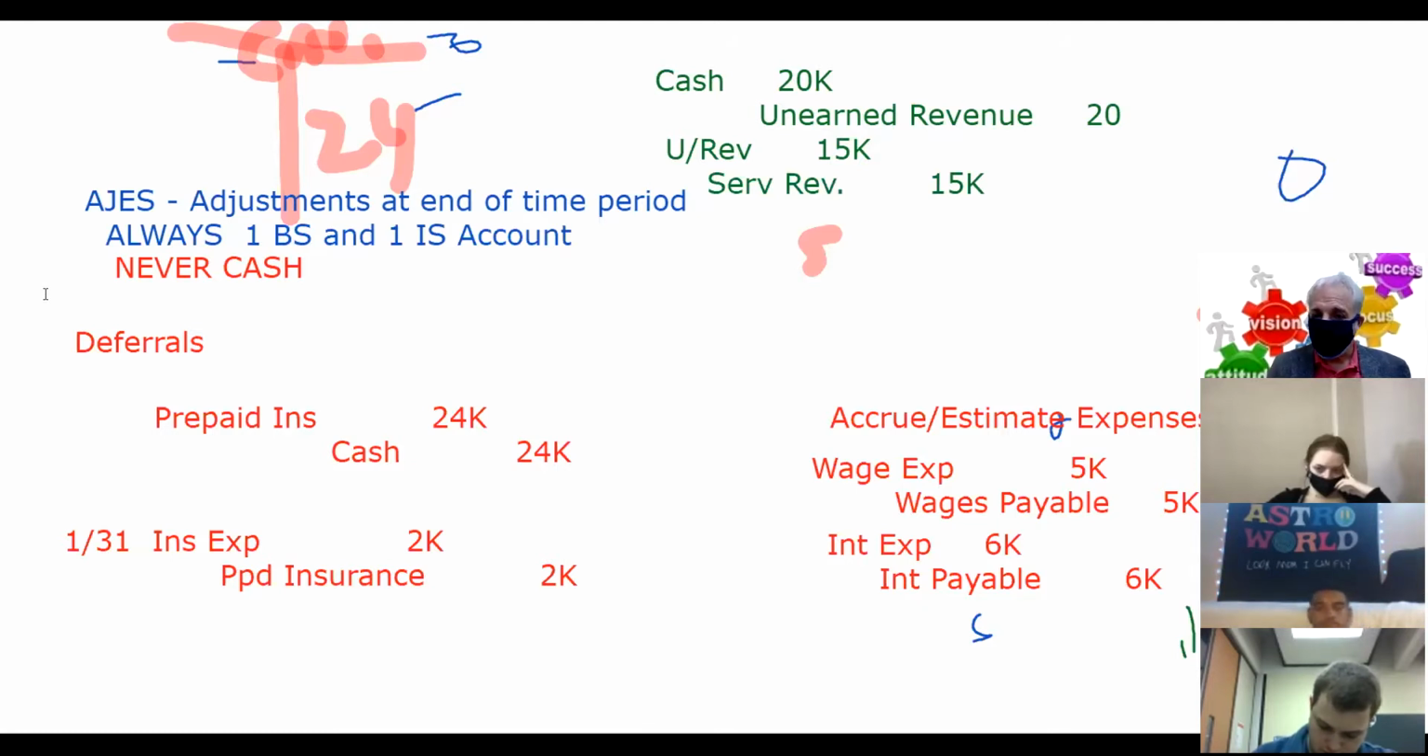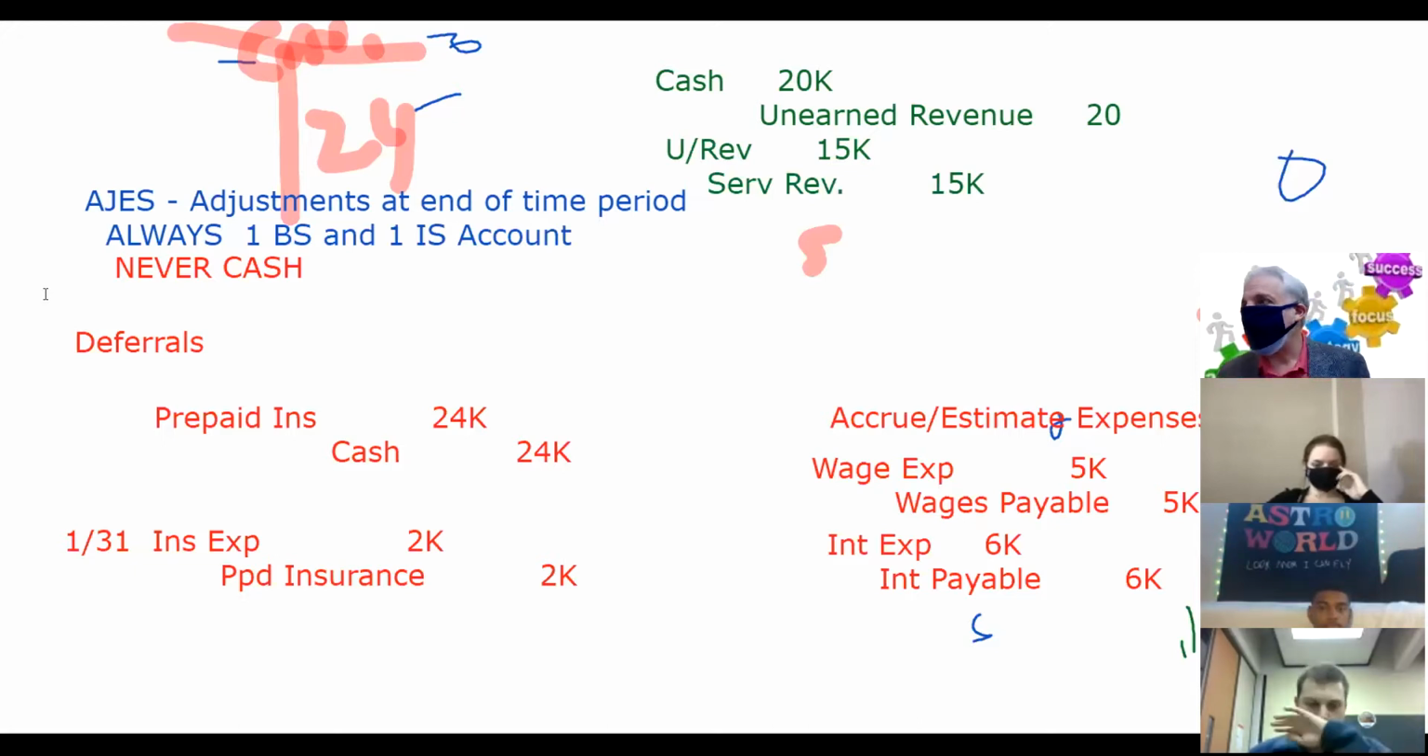The adjustments are deferrals and accruals, estimates and stored monies. The cash came in before, or the cash is going to come in later, or the cash went out before, or the cash is going to go out later. My wages, I'm going to pay that later. My interest expense, my prepaid insurance, I already paid that. My unearned revenue, well, I already got the money for the revenue.